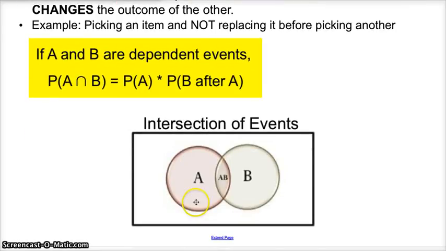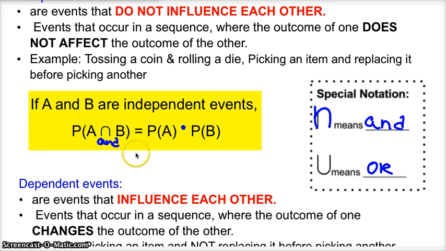So here's kind of a clip art for you. If you notice these two events, the idea of and is that they're going to have something that overlaps. So if we want the probability of both, their probabilities will be multiplied.